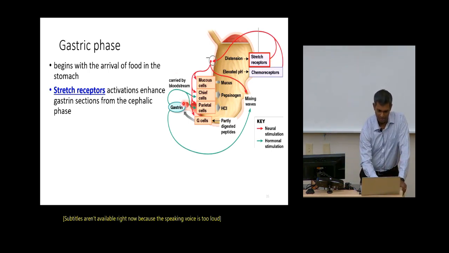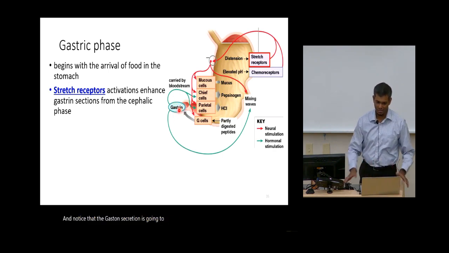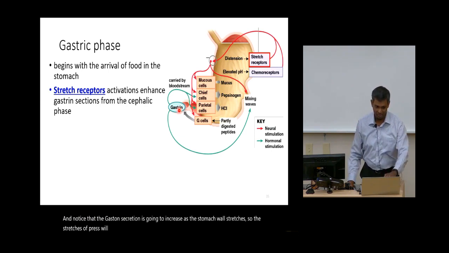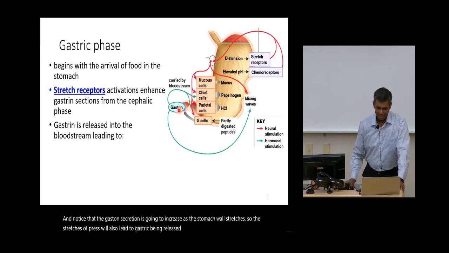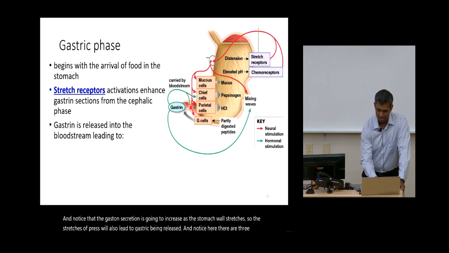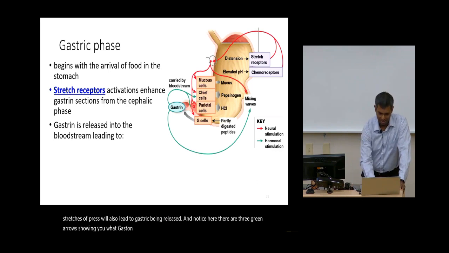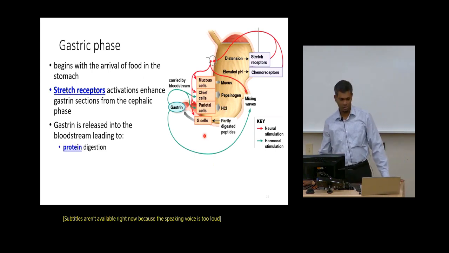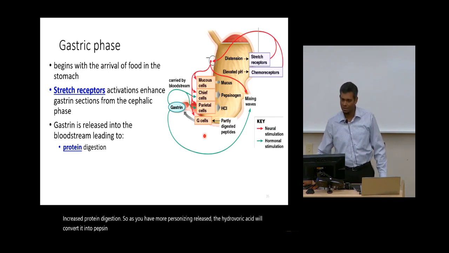And notice that the gastrin secretion is going to increase as the stomach wall stretches. So the stretch receptors will also lead to gastrin being released. And notice here there are three green arrows showing you what gastrin does. So gastrin can act to release more pepsinogen and hydrochloric acid, and both of those will together lead to increased protein digestion. So as you have more pepsinogen released, the hydrochloric acid will convert it into pepsin, and that can help in protein digestion.